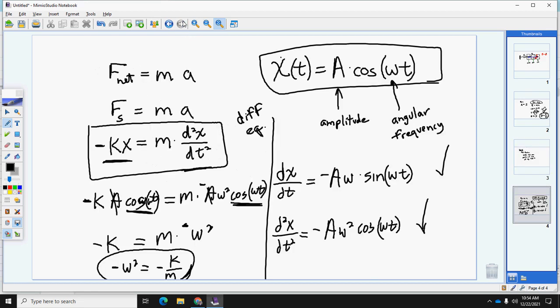And if we solve this for omega, omega is equal to the square root of k over m.